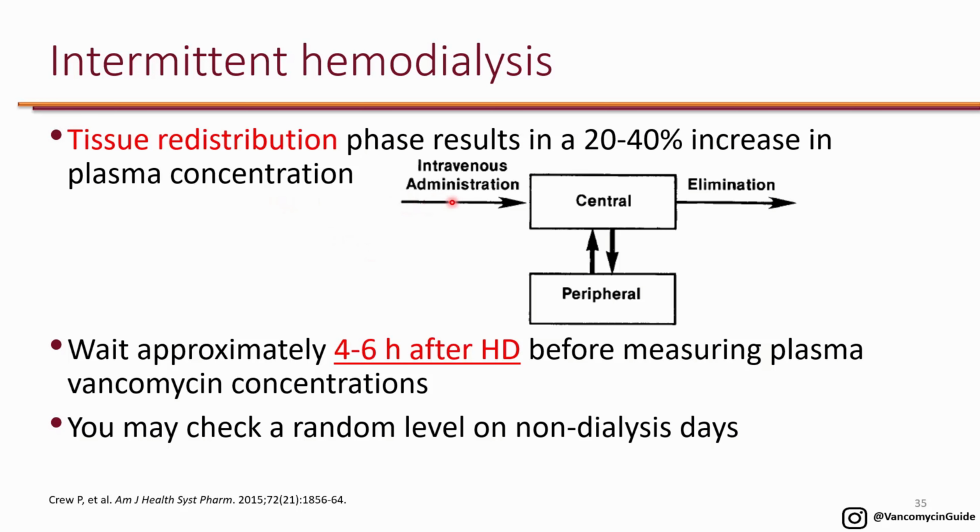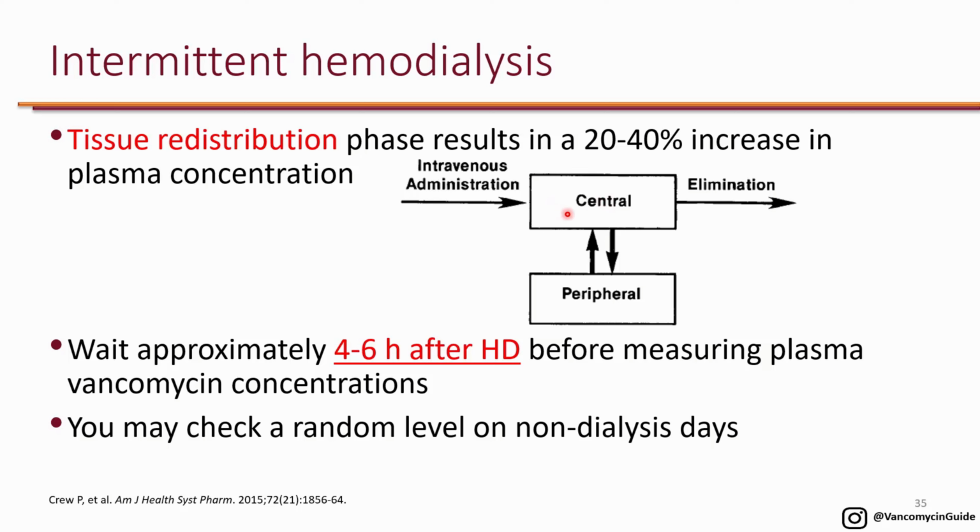When vancomycin is administered, a good portion of it goes into the peripheral tissue, and the level that we get is actually from the central compartment, which is circulation. And when hemodialysis is complete, hemodialysis is basically removing vancomycin from the central compartment. So immediately after completion of hemodialysis, if you get the level, it will show the level in the central compartment, which is the blood, which might be low.